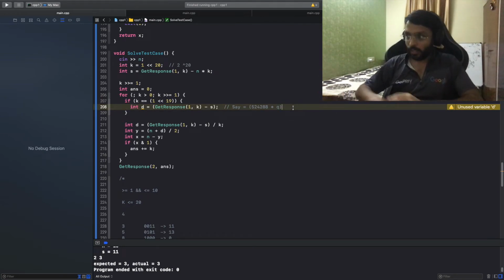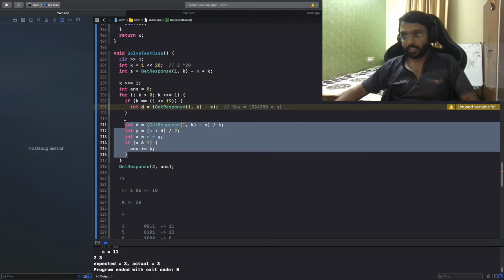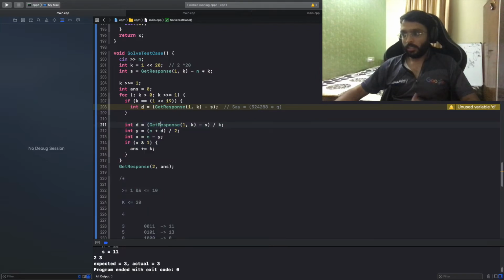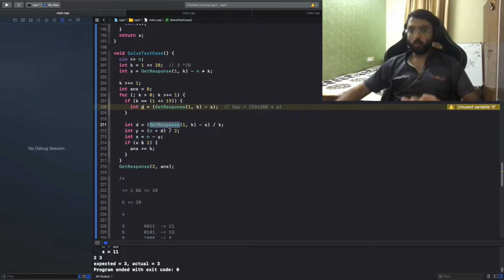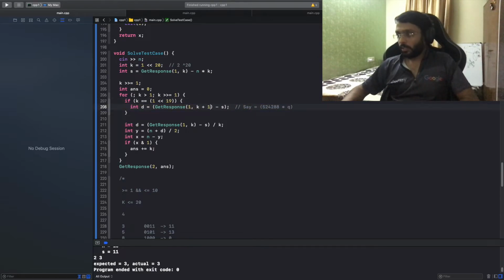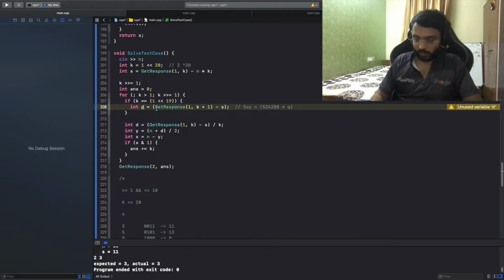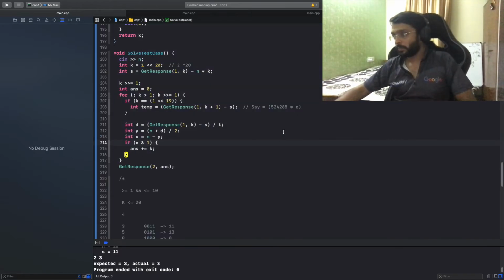Now, what I am thinking of is, instead of figuring out just a single bit for each response, I'm trying to club two bits together. So I will just iterate up till k greater than 1, that is, the minimum value of k will be 2, and I will take both k and k plus 1 together. Let's call it a different name, maybe temp.